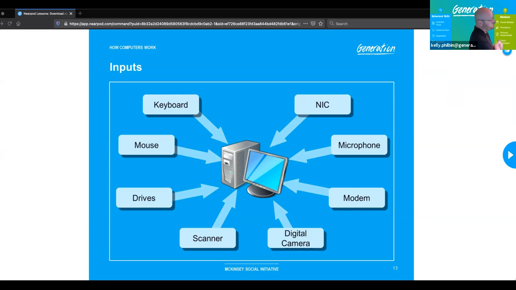So other things, a mouse. I've seen three-dimensional mice that could also be an output device. Again, for the purposes of this, it's considered strictly an input. Drives can go both ways. Scanners, they're an input. Digital cameras, input. Modem can do both, microphone in only, and then NICs in only. Can anybody think of any other inputs that are not on here that you could possibly use?